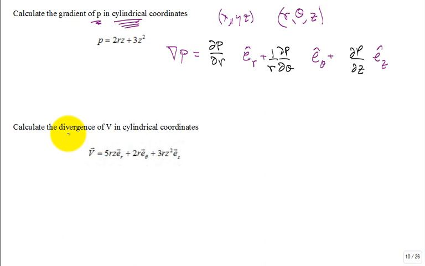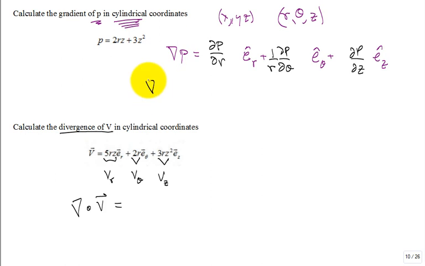What about the divergence of V in cylindrical coordinates? Well, boy, oh boy. This is my V sub r. This is my V sub theta. This is my V sub z. And those are my unit vectors, e sub r, e sub theta, e sub z. How do I calculate del dot V? Well, first of all, do I get back a scalar or do I get back a vector quantity?